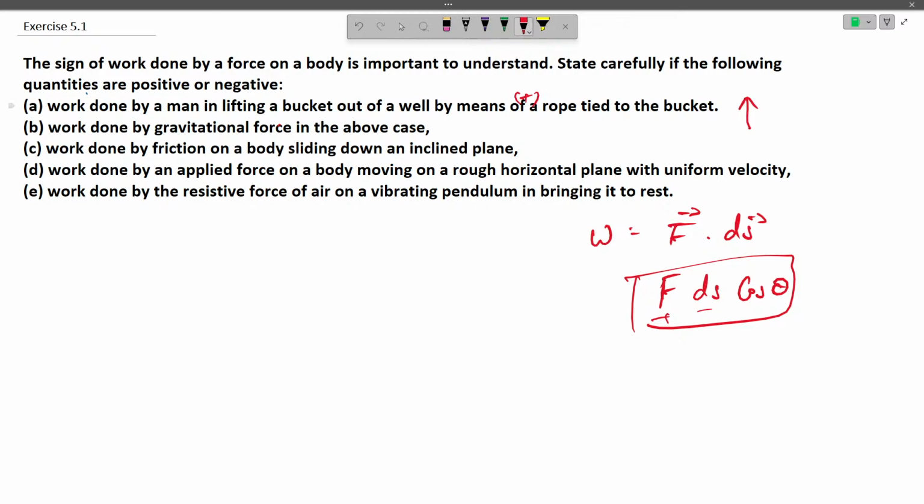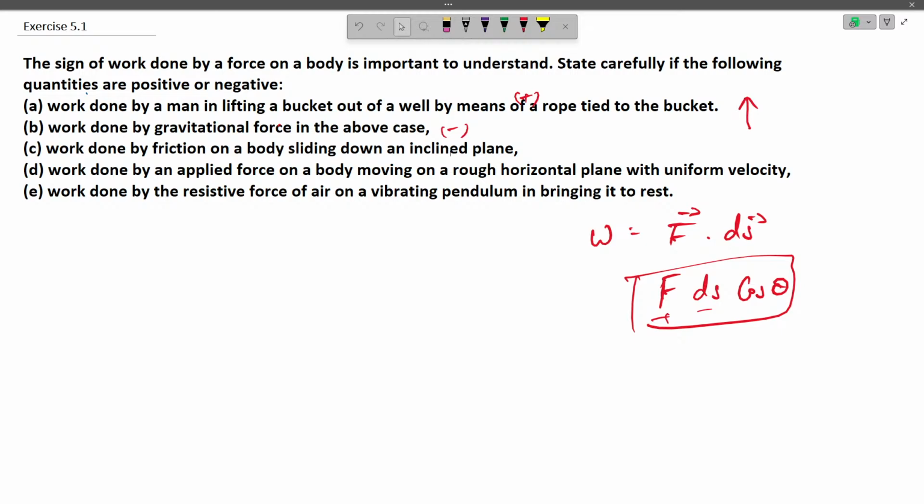Now the second question says that work done by gravitational force in the above case. Now since gravitational force is acting downwards and the bucket is moving upwards, so the work done by gravitational force in the same case is going to be negative. Now the third question says that work done by friction on body sliding down an inclined plane. So friction always opposes the motion, so work done is going to be negative in this case.